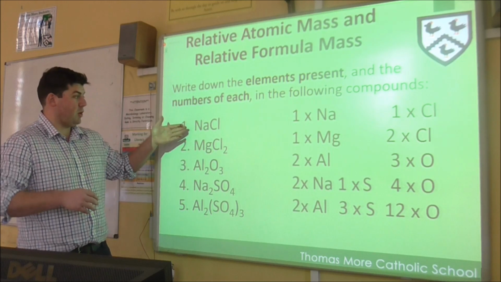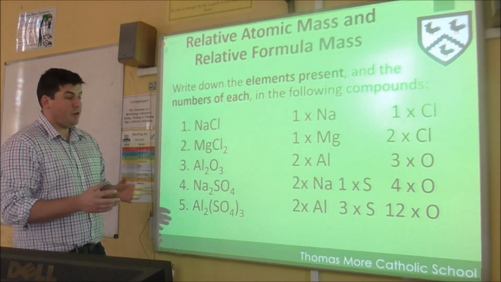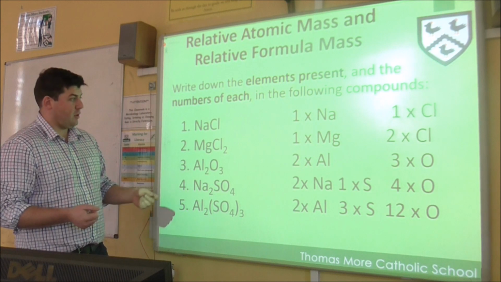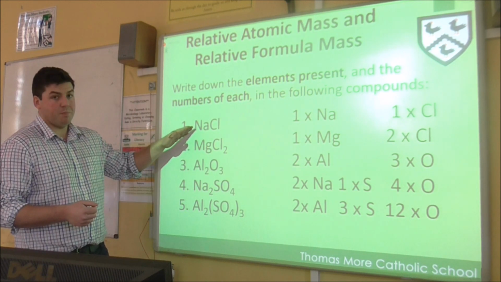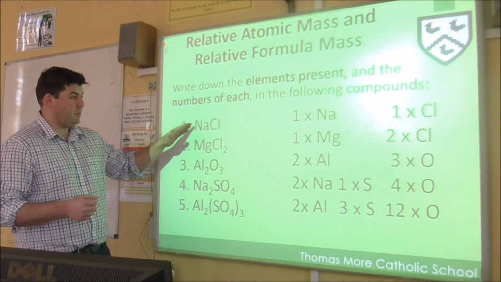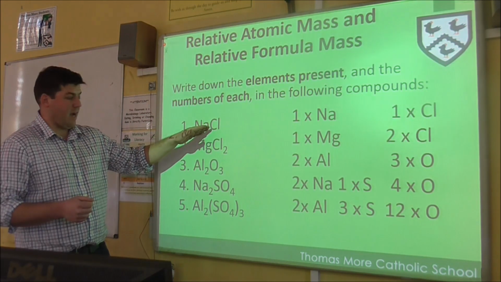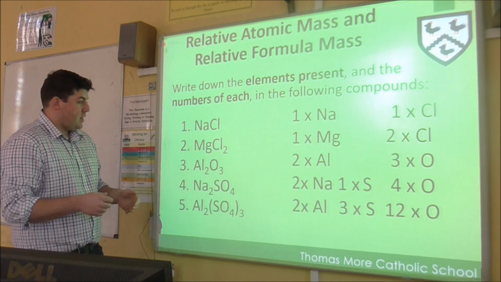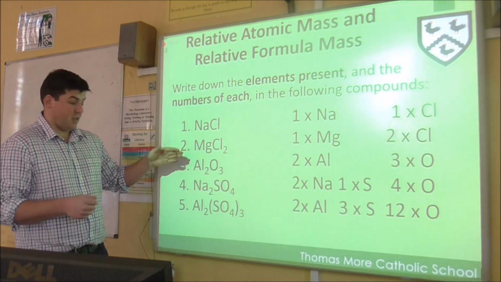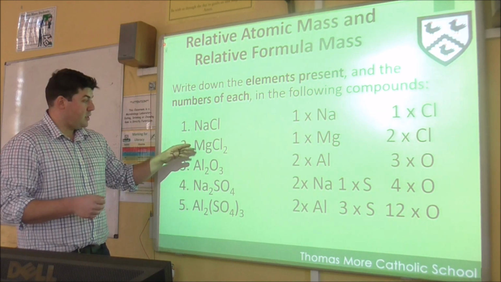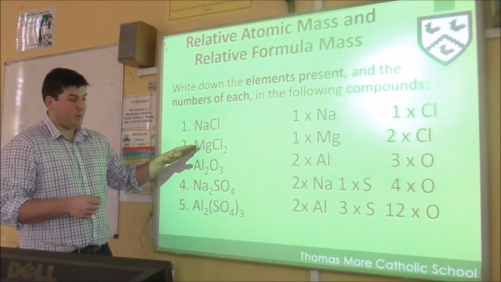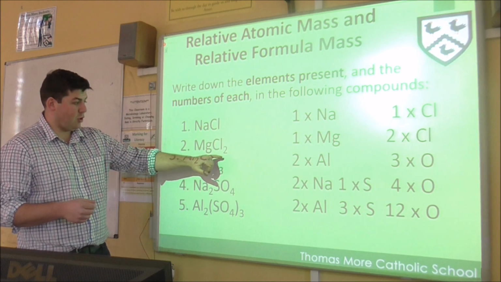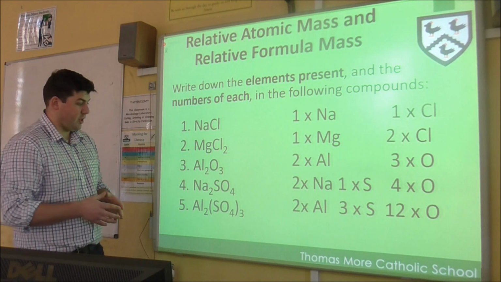The top one is sodium chloride, NaCl. What you have there in that compound, an ionic compound, is one atom of sodium and one atom of chlorine. They're bonded together. Here, in this example, you have magnesium chloride. You have one atom of magnesium and two chlorines, denoted by the small 2.